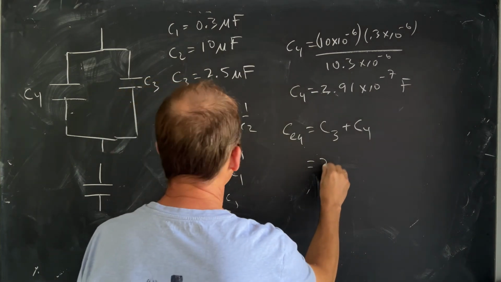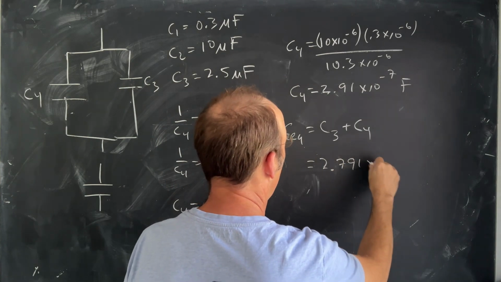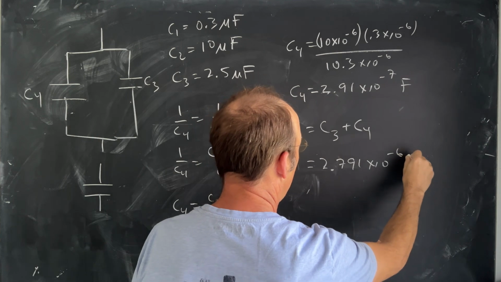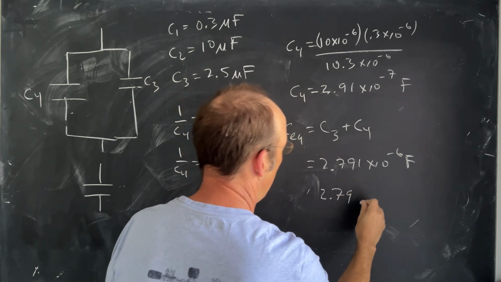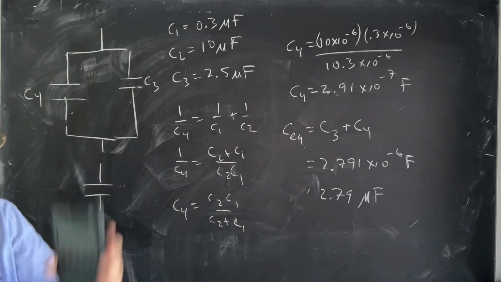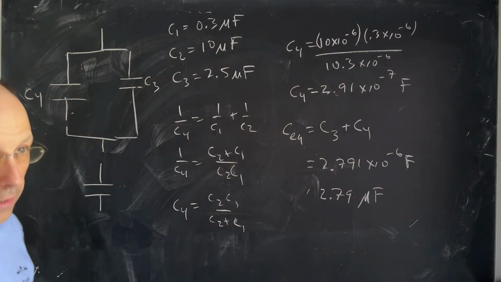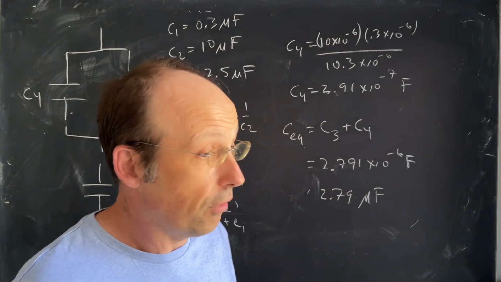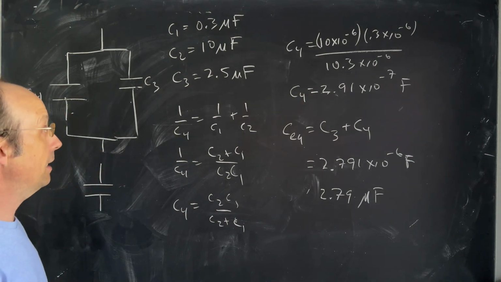This is going to be 2.791 times 10 to the negative 6 farads, or 2.79 microfarads. If you have to use your calculator that way, that's fine, right? I don't want to use my calculator for stuff I can do in my head. It's not wrong to use your calculator. Okay, that wasn't too bad.